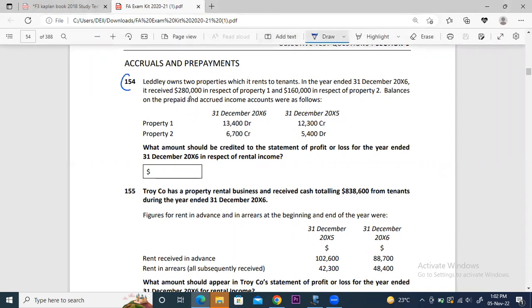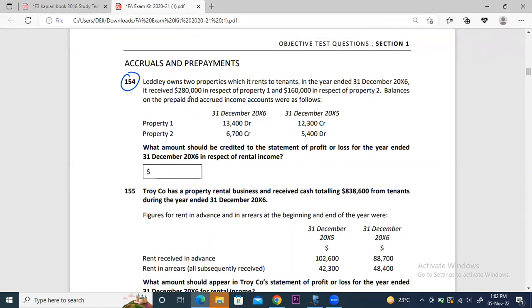Now, the first question is question number 154. In the Kaplan kit, it just has 12 questions in total. So if we have time tomorrow, we'll probably look at the BPP as well. So over here in question 154, you will get mostly these kinds of questions, asking what amount should be credited to the statement of profit or loss for the year ended 31st December 2016 in respect of rental income.